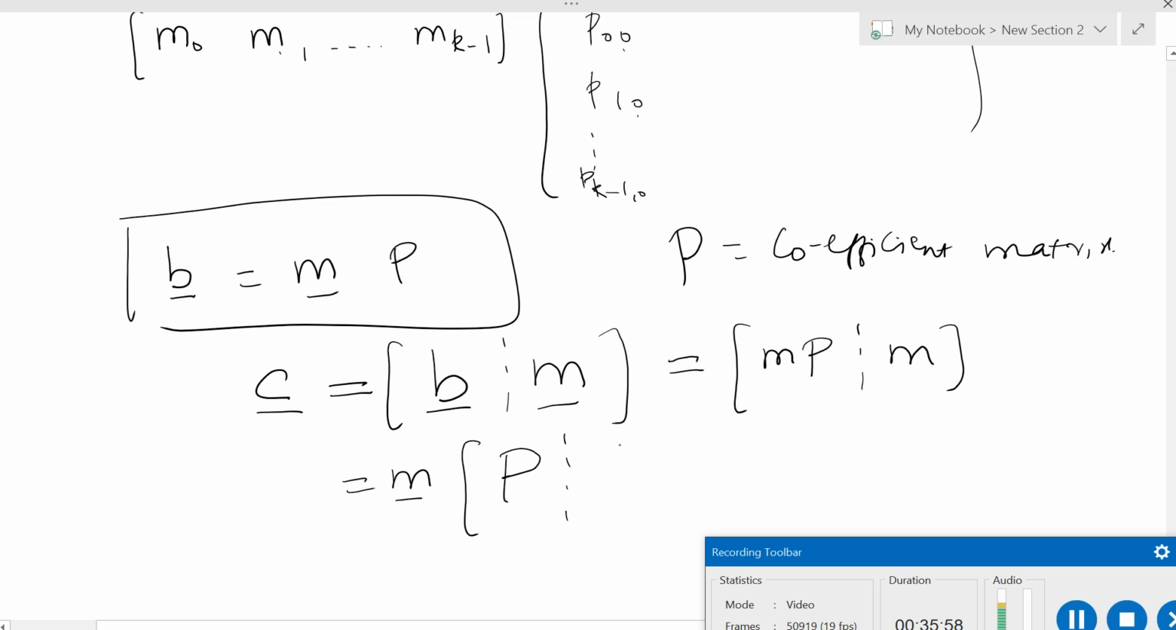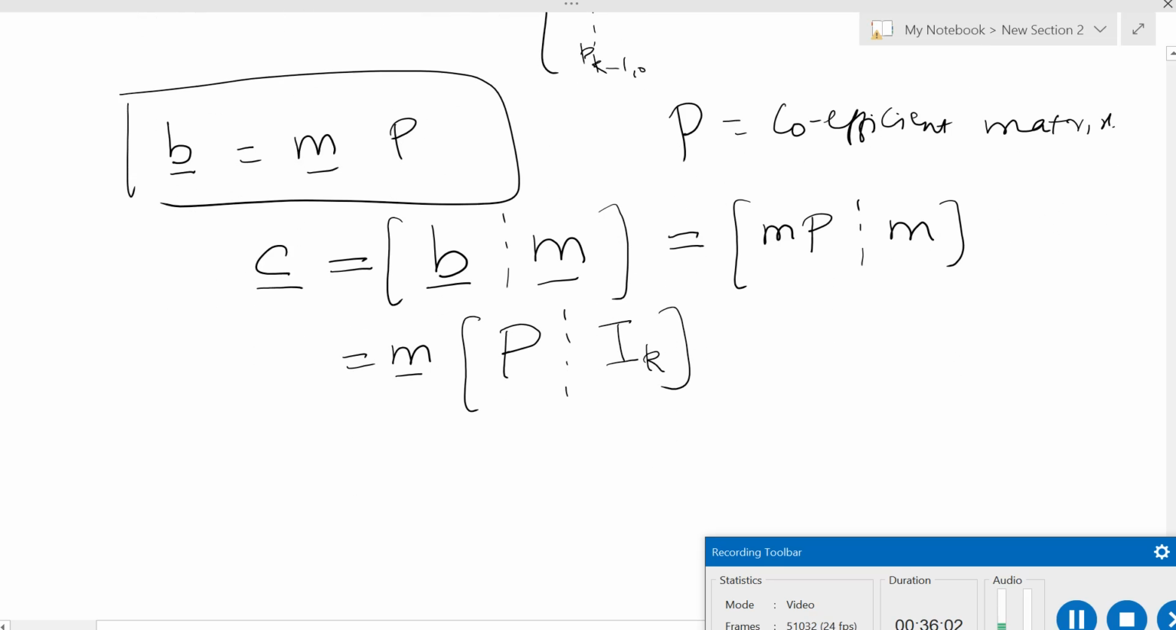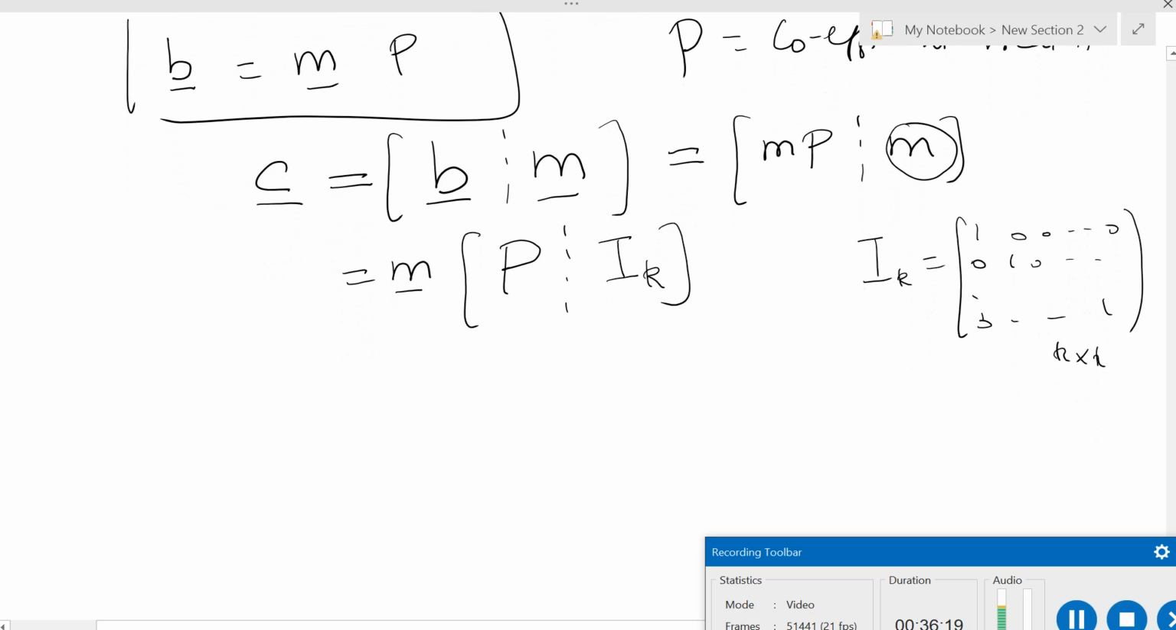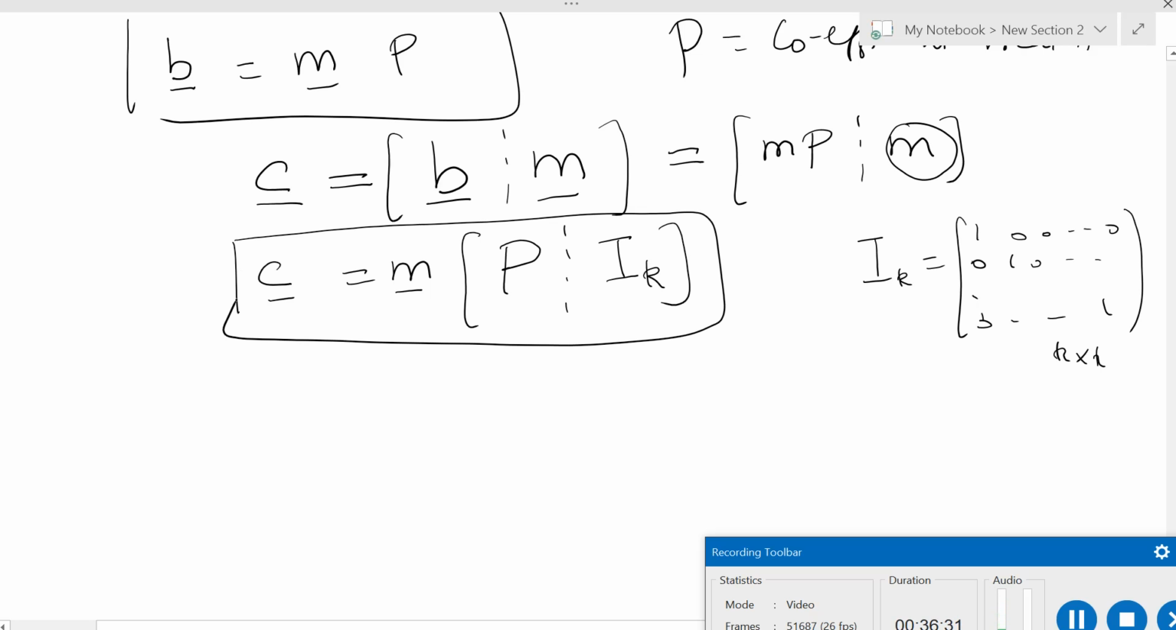Then what will be the next thing? That will be the identity matrix. Okay, Ik means K cross K identity matrix, because M is a K vector message. So when you take it as common, it's like in scalar you get a 1. Okay, instead of 1 it is Ik. Okay, so you have now C is equal to M times P Ik.